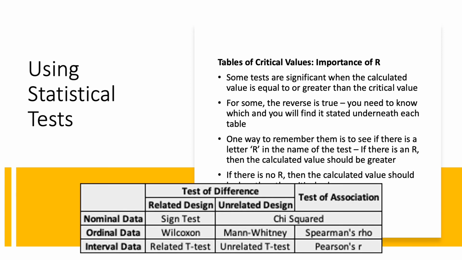So have a look at this table, and for example, in chi-squared, there's the R. In Spearman's rho, there's the R. Pearson's R, unrelated t-test and related t-test all have R's. Then the calculated value should be greater than the critical value.